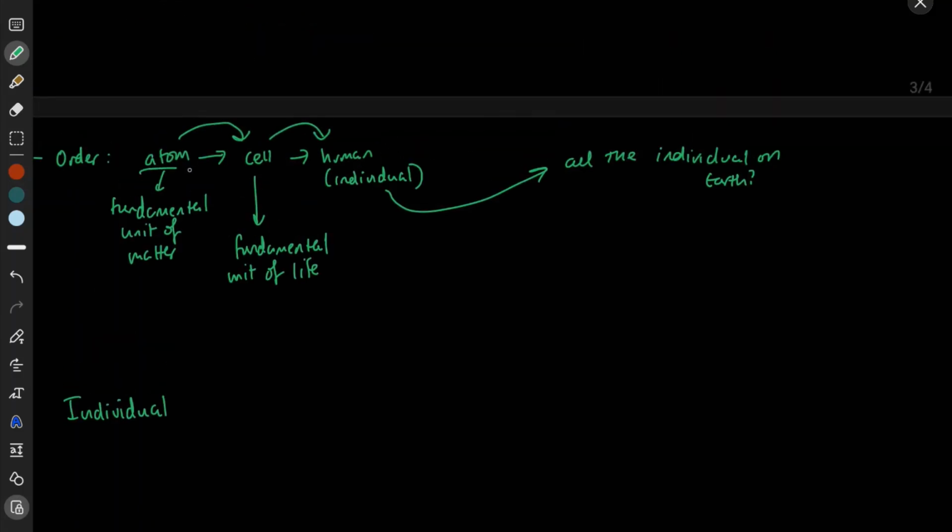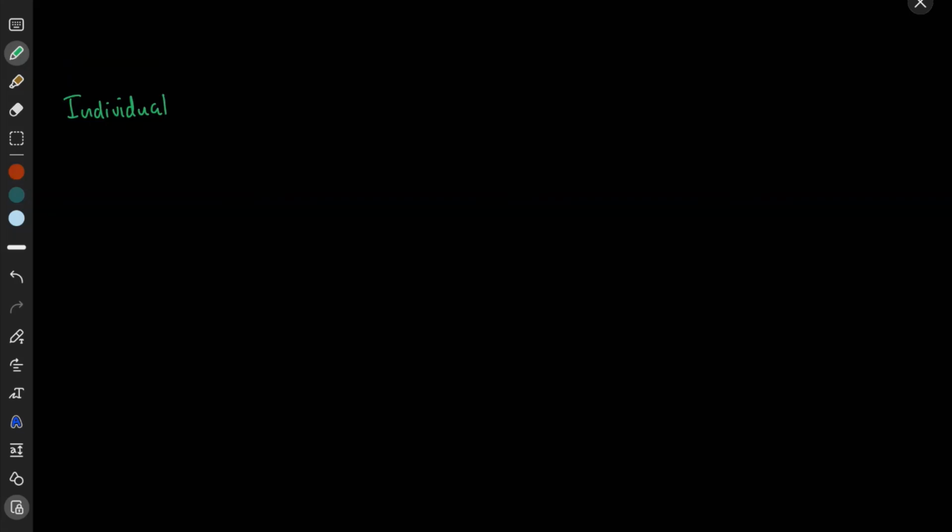Okay, so we have, like I said, the individual, right? So we have, obviously, from the atom to the cell, and then finally to the individual, and so now let's talk about the individual. From the individual we have what's called a population.